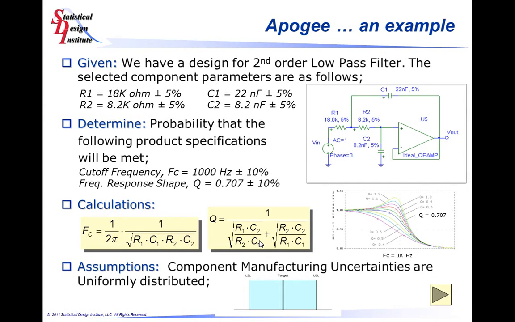Now, in addition, we'll be specifying that each of these parameters, the resistors and capacitors, will have manufacturing uncertainties that can be represented as a uniform distribution from the lower spec limit to the upper spec limit. So let's go look at our analysis and see how we can determine our probability of compliance or non-compliance with respect to our responses and their given specifications.